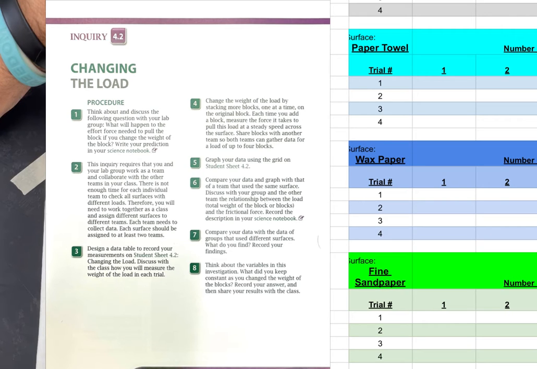All right, so 3, you don't have to worry about designing a data table because the data table is to the right, and I'll take that over in a minute. You're going to measure the weight of the load on each trial. So we're going to look at each of the different surface types. Number 4, in this lab, you're going to change the weight of the load by stacking the wooden blocks. I'll show you a video of that in just a moment before we get started talking about data. Number 5, you're going to graph the data, and I'll show you exactly where that's going to go in a moment also.